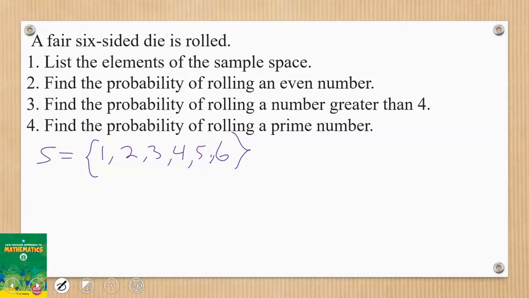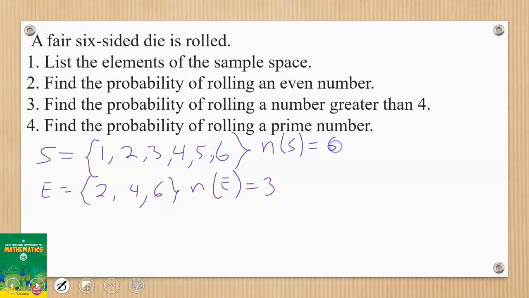Now the question says we should find the probability of rolling an even number. Let E be the even numbers that can be created from this set. We have 2, 4, and 6. These are the even numbers. What is the number of even numbers here? We have 3. Then again, you also know the number in the sample space here to be 6.